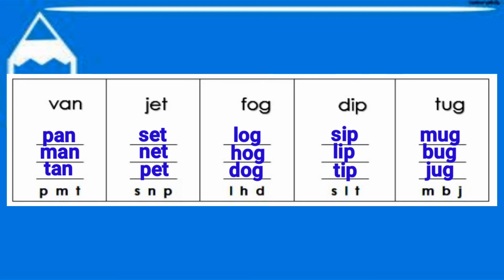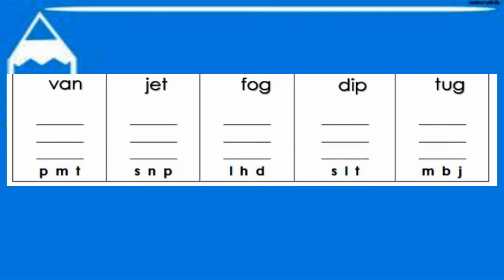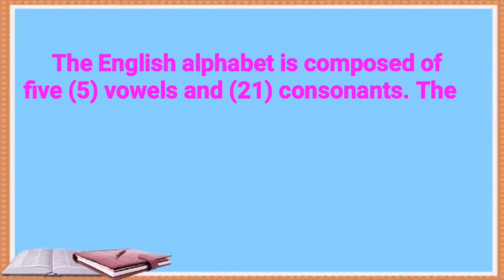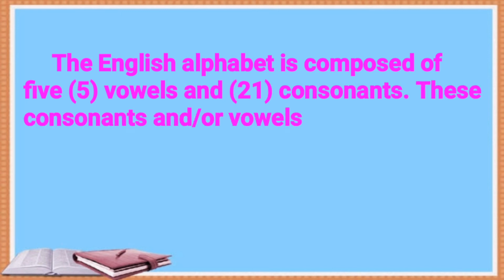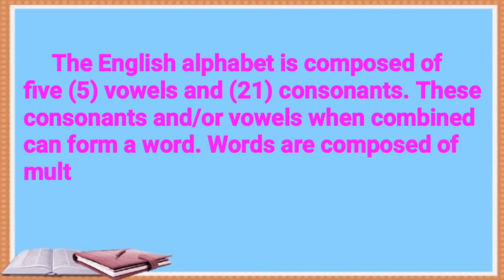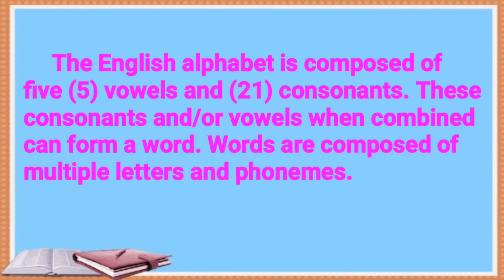Well done! The English alphabet is composed of 5 vowels and 21 consonants. These consonants and or vowels, when combined, can form a word. Words are composed of multiple letters and phonemes.